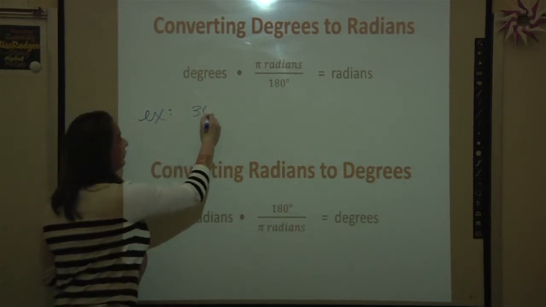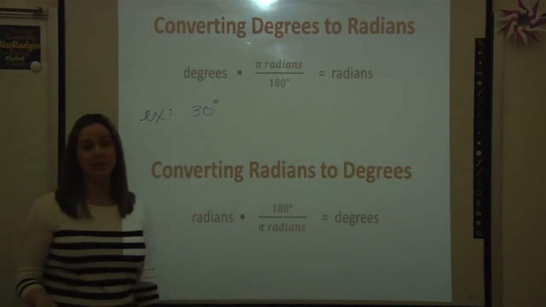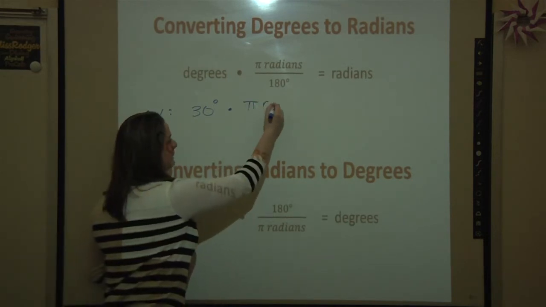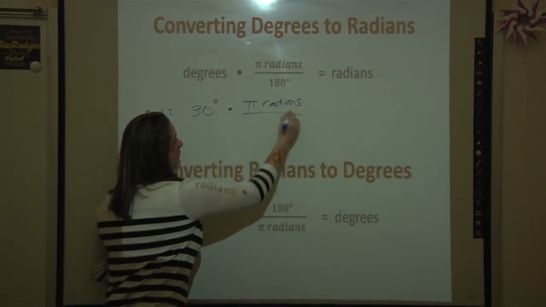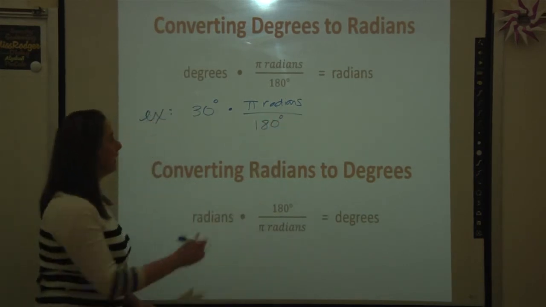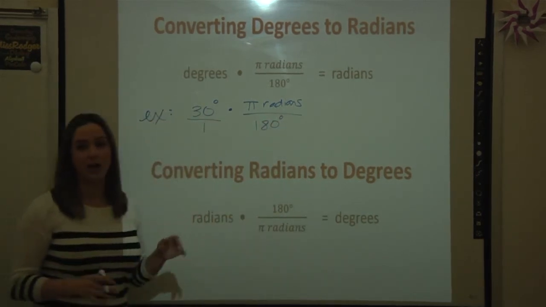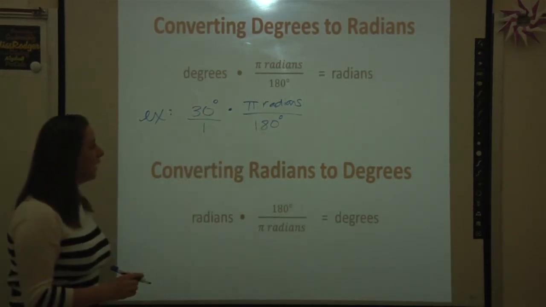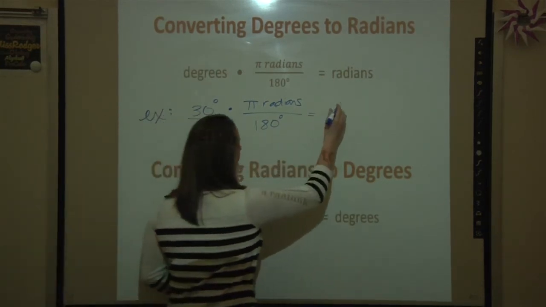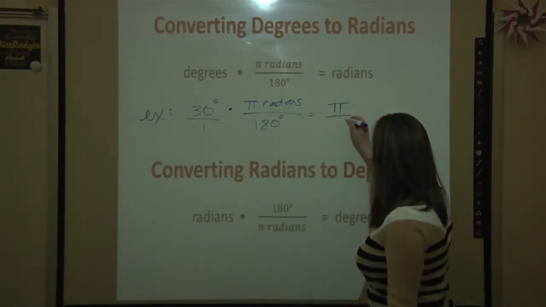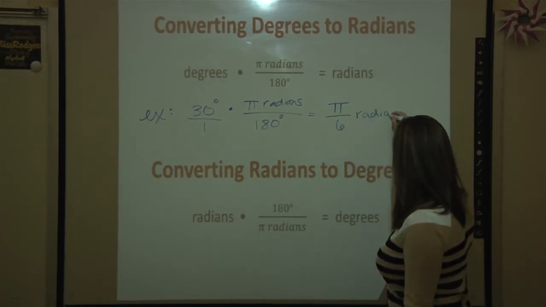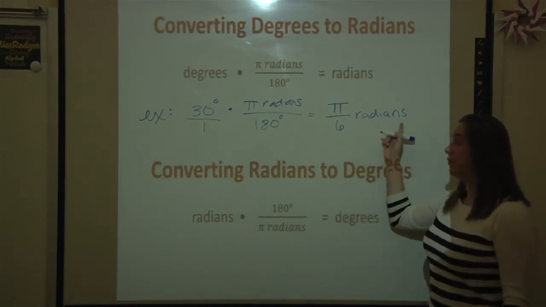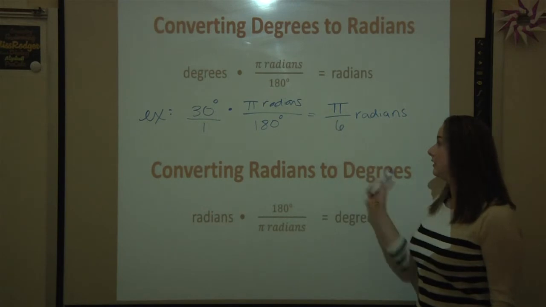So if I look at 30 degrees, I want to figure out what this is going to be in radians. So I multiply this by pi radians all over 180 degrees. And when I think about fractions, I always like to put that over 1 so I can see kind of what's going on. So when I simplify this out, I'm going to get pi over 6 radians. Again, I don't need to write radians if I don't want to. Pi over 6 is good enough.